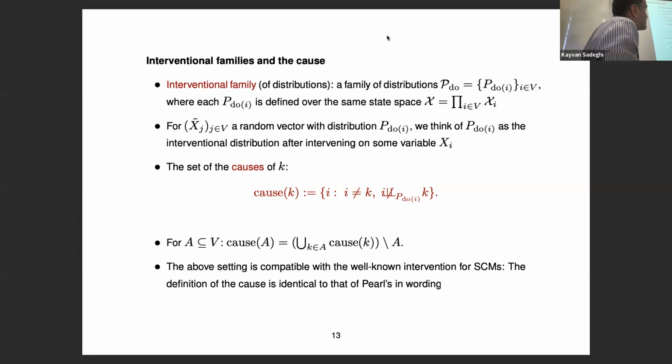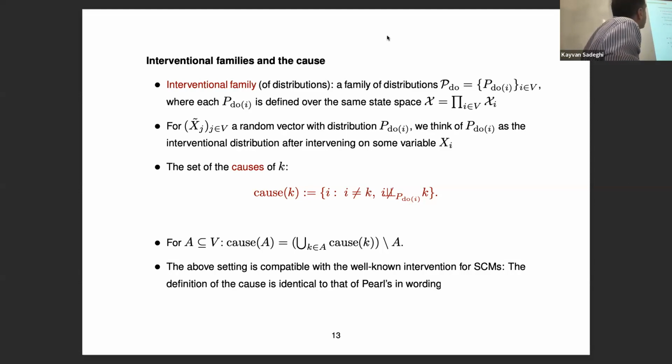We call them P do I, like do in the parallel world. So this is a family of V, or like to say if V is of size n, different distributions with the same state space. The only point is these all have the same state space. And then we think of each of these P do I's as the interventional distribution after intervening on some variable Xi. So that's the interpretation. But the main point here is these only depend on one I. So these are all single interventions. So you're intervening on a single variable. So you have this family of distributions, and we call it an interventional family.